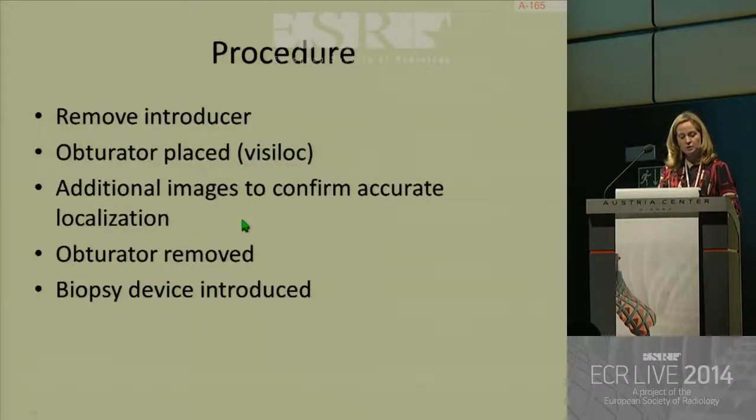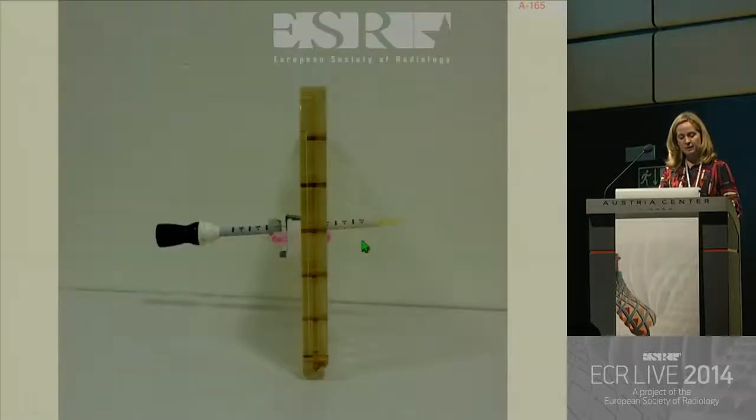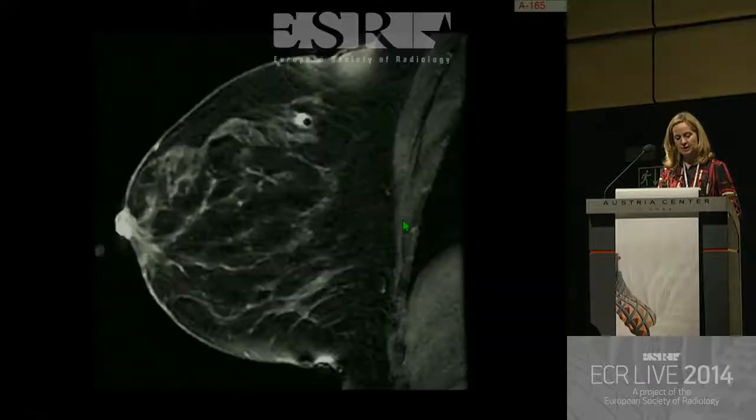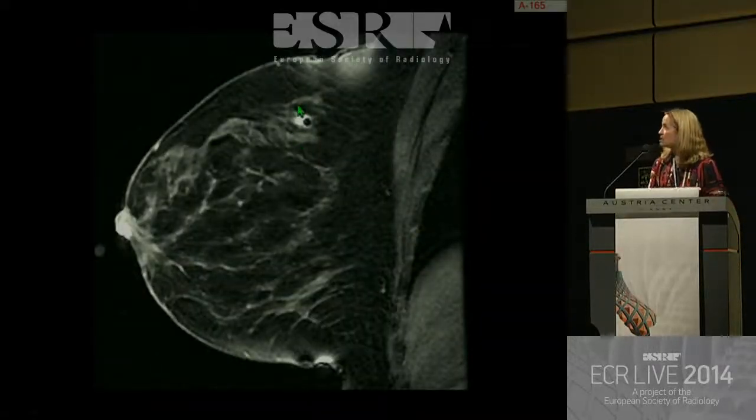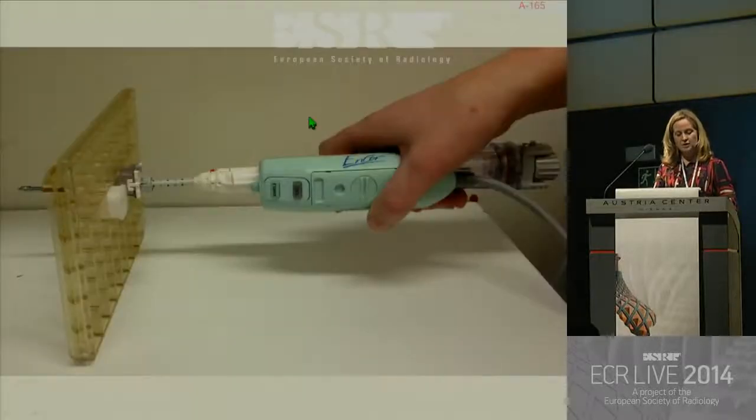We remove the introducer, and then we place our obturator, and then the tip of the obturator sits in the middle of the sampling site. Then we can bring our patient back in and we perform further localizing images, and here you can see the tip of our obturator in the middle of the lesion. We then remove the obturator and we insert our biopsy needle, and we take our samples.